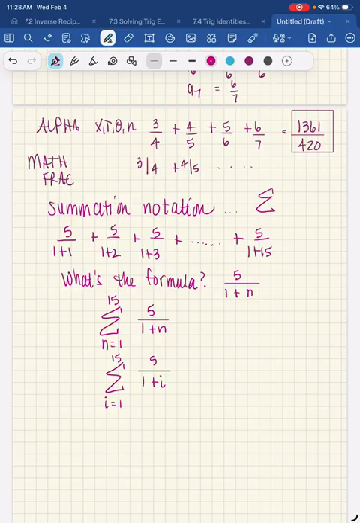And that is a basic introduction to sequences and factorials.